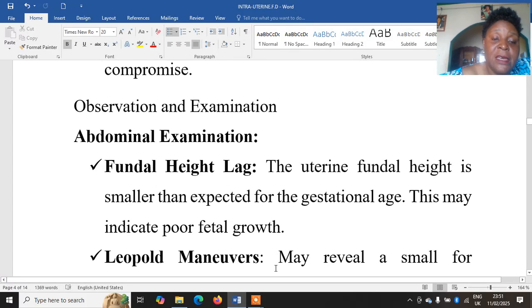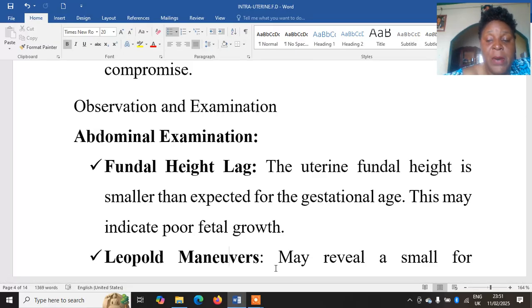Then after taking history, of course, we go on to do the examination. And apart from the general examination, head to toe, whereby we have to look at anemia, etc., we specifically also carry out abdominal examination. And remember, on abdominal examination, we take the fundal height. And on taking the fundal height, usually we compare it with the weeks of gestation.